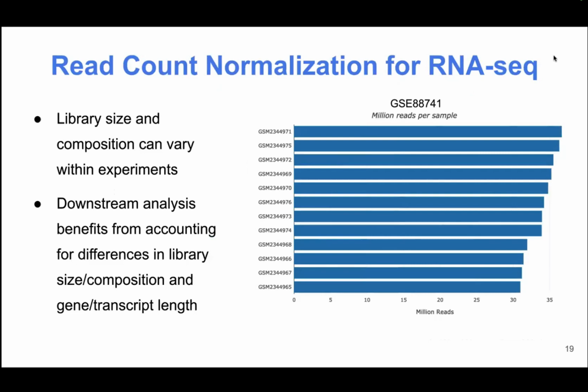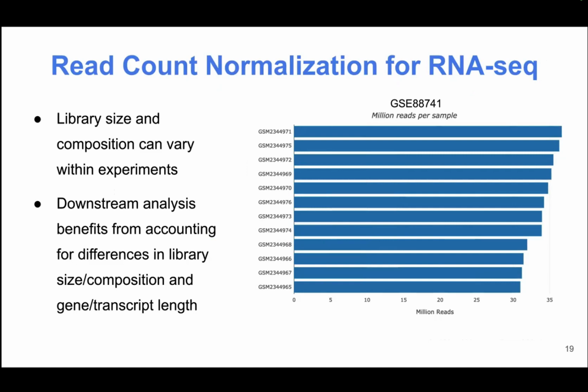Next up, we'll discuss some read count normalization for RNA-seq data. As we've seen already, library size can vary between experiments and even within experiments. So we want to make sure that we're accounting for this library size as we look at these RNA-seq counts. If we've performed more quantification in a certain library, we'll get more counts, which isn't necessarily useful when we're looking at comparing between samples.